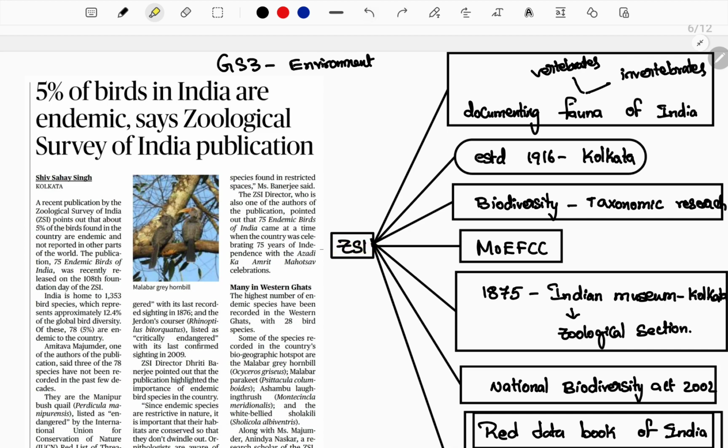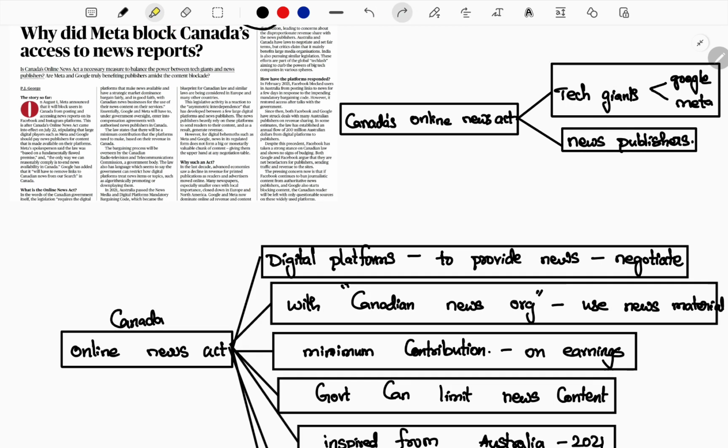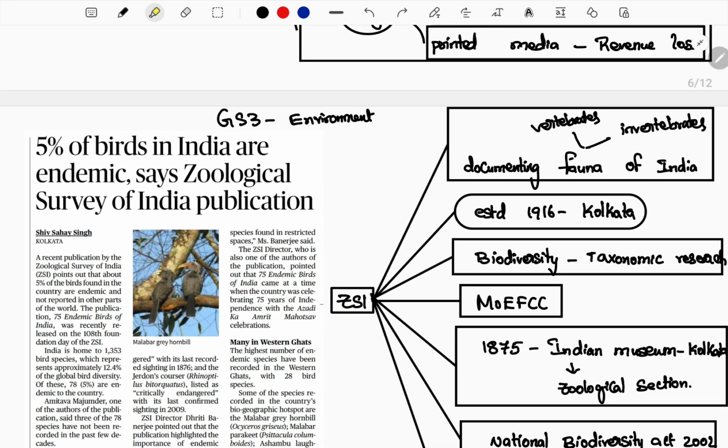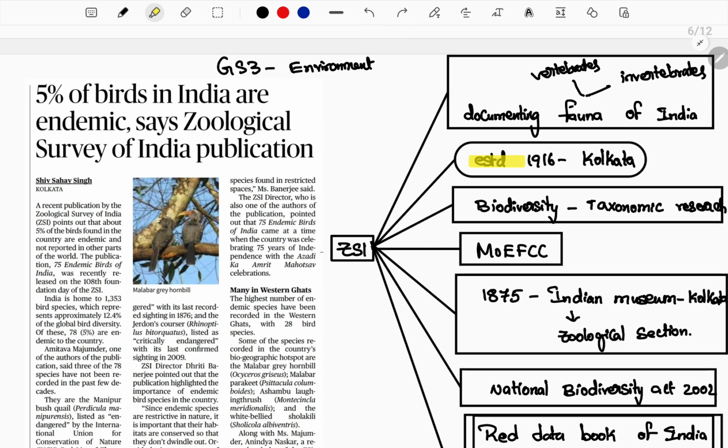Zoological Survey of India is a part of our important zoo, which means they are documenting the fauna of India. The main purpose of it is to document the fauna of India. The Indian fauna will be documented. So they will be taking the information of vertebrates and invertebrates in the nation. And next, it was established in 1916 in Kolkata.